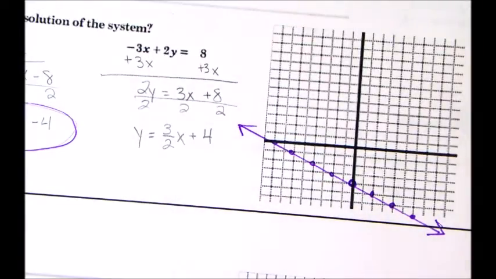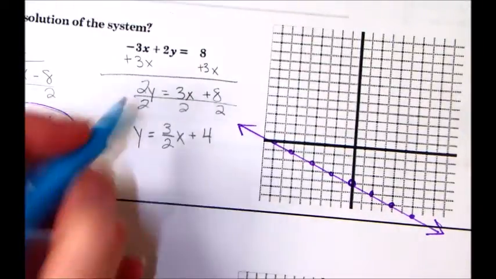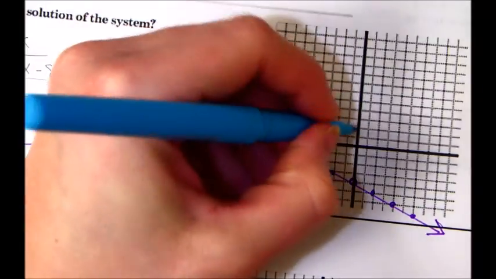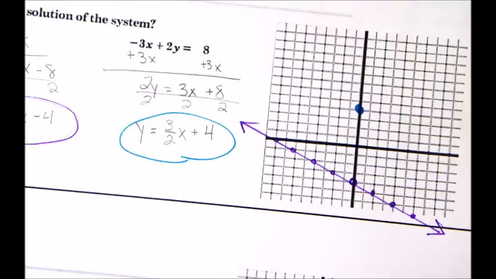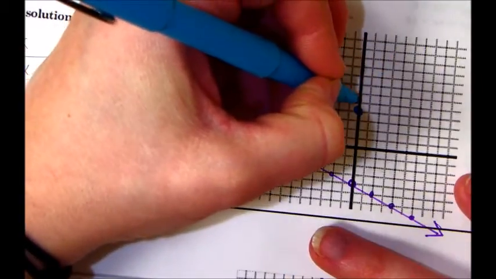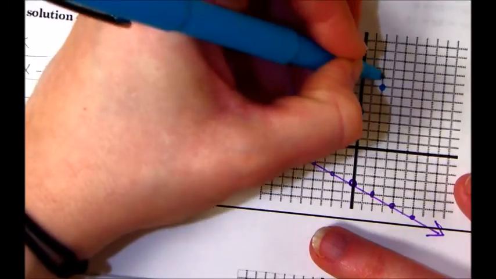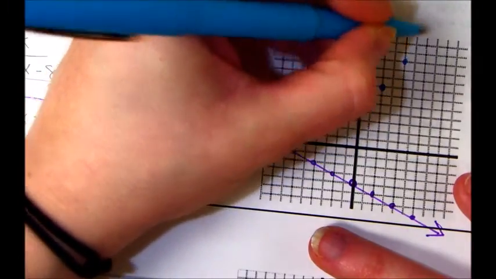I'll do the other equation in blue. I'm going to go up 4 units. 1, 2, 3, 4. I would suggest using a pencil or a colored pencil in case you make a mistake. That way you can erase it. I will rise 3 units and go right 2 units because of 3/2. 1, 2, 3, 1, 2. You should do the same.